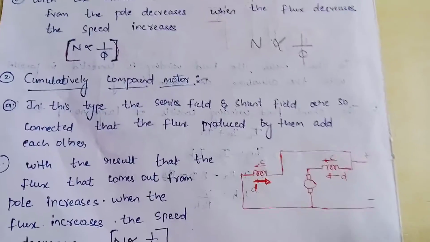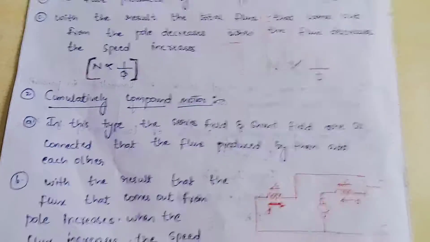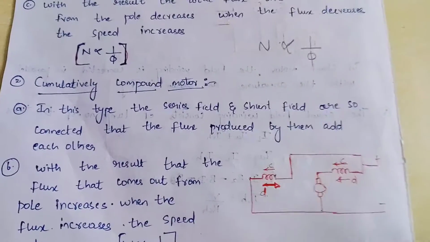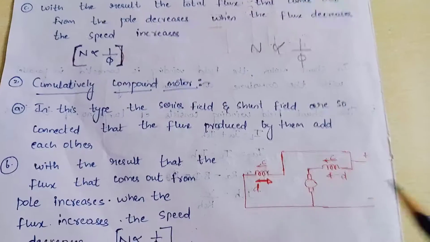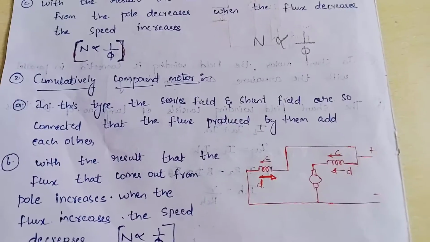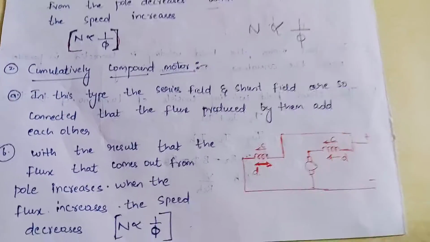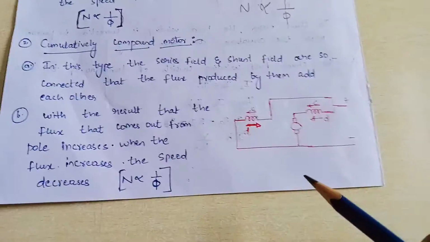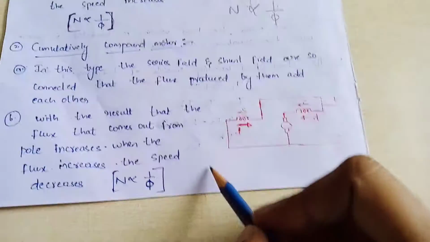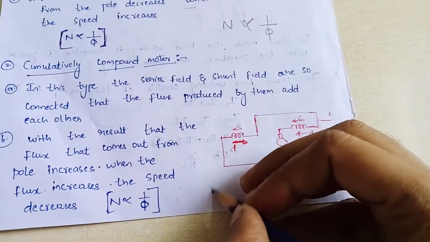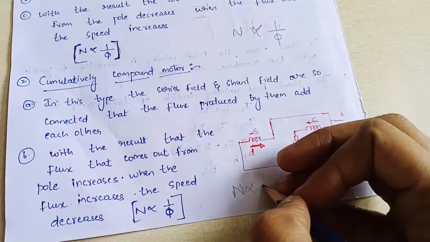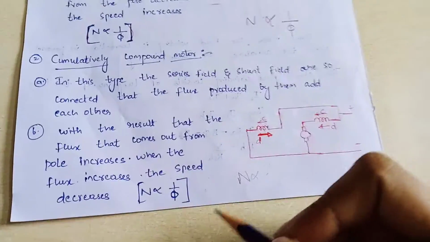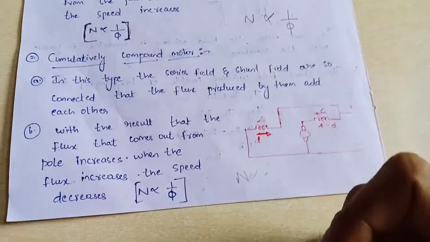Coming to the cumulatively compound motor. In this type of motor, the series field and shunt field are connected in such a way that the fluxes add, so the resultant flux that comes out from the pole increases. Since we know that speed is inversely proportional to flux, as the flux increases, the speed decreases.